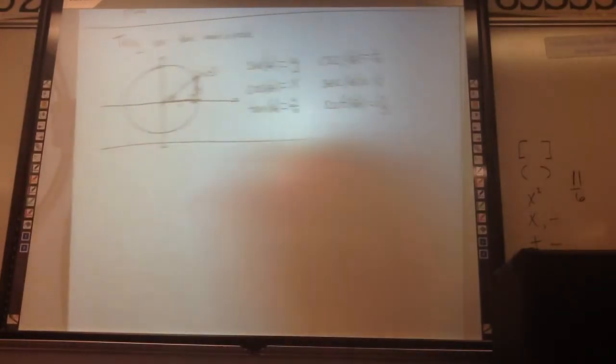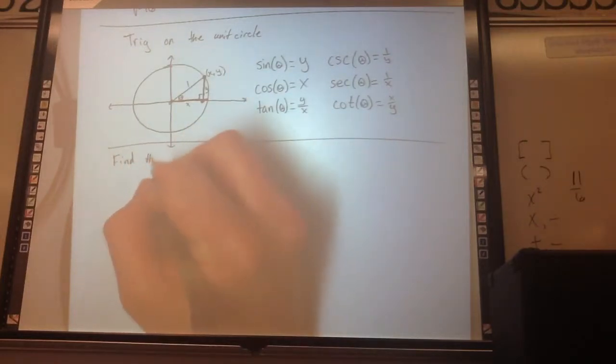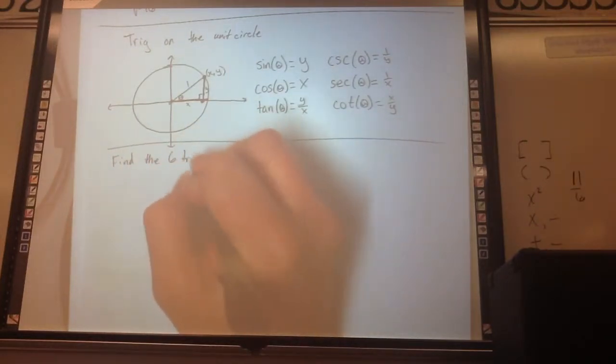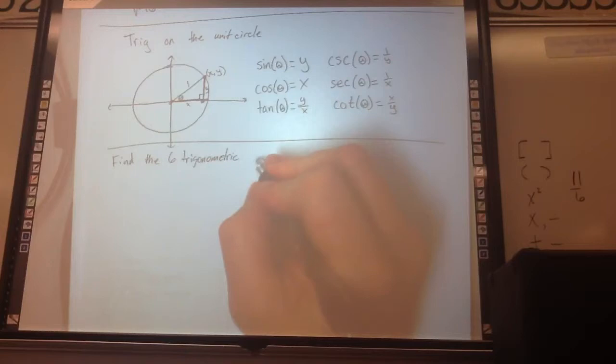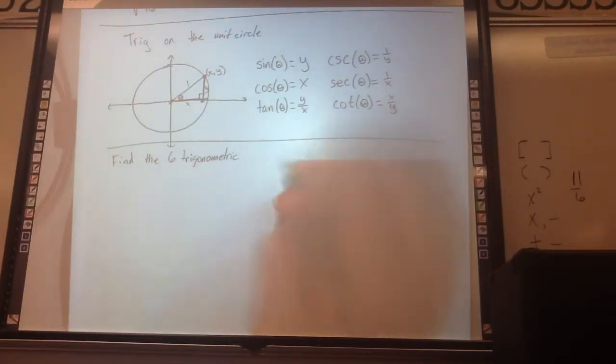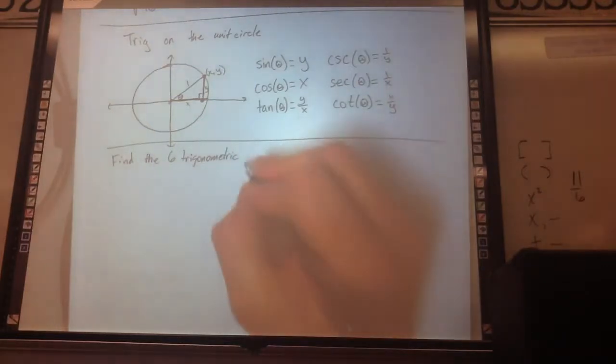So knowing that, we can find the 6 trigonometric values, I guess. I'm not sure how to say this. Values.